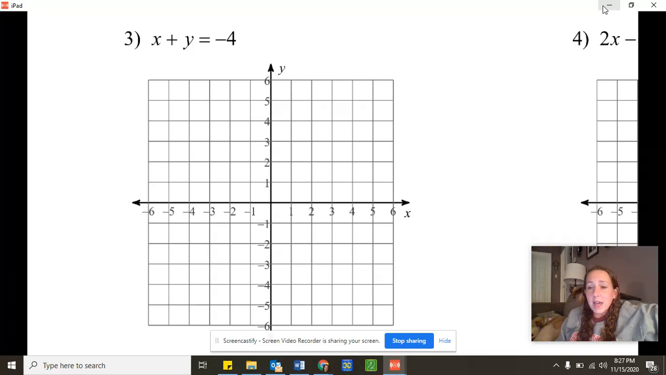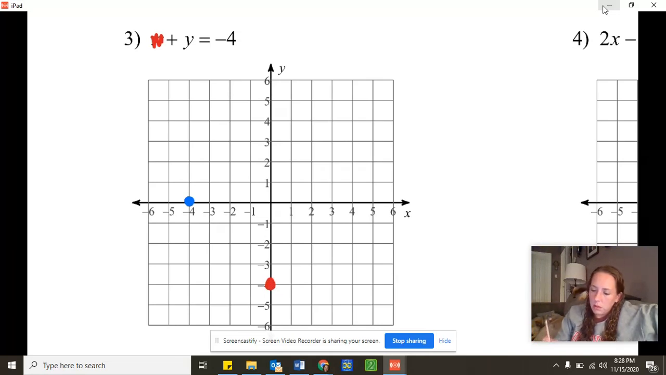So to find the x-intercept, what I do is I plug in 0 for y. So I essentially just make that y go away. Now in this case, x is already by itself. So the x-intercept is just -4. That was easy, right? For the y-intercept, same thing, I plug in 0 for x. Y is already by itself, so the y-intercept is also just -4.